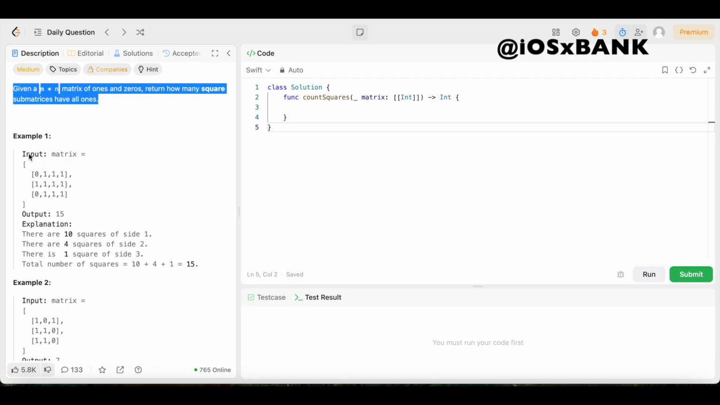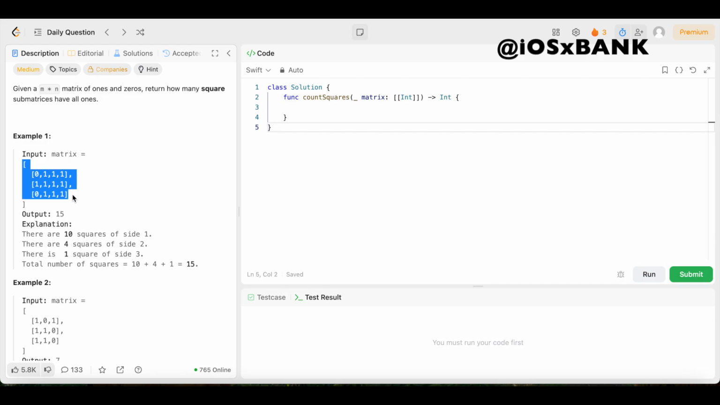So in example one, we have our input matrix grid equals a 2D array of integers, or n by n matrix grid, with it being 0, 1, 1, 1, 1, 1, 1, 1, and 0, 1, 1, 1. Each one of these arrays represents a different row in the grid. They set it up for us so we don't have to imagine it. So this is the grid that we're working with, and we want to see how many square submatrices we could find that have all ones. So the output is 15.